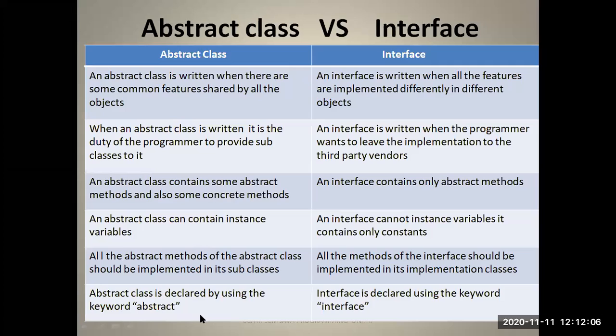The abstract class is declared by using the abstract keyword. Not only the abstract class but also abstract methods are preceded by the abstract keyword. Whereas an interface is declared by using the interface keyword. Okay, these are some of the differences between abstract class and interfaces.